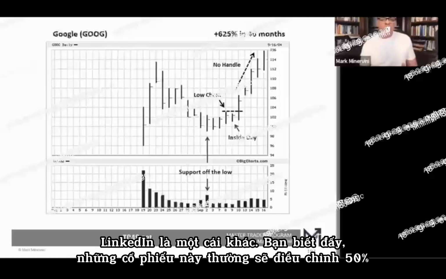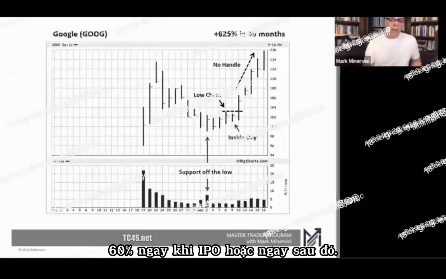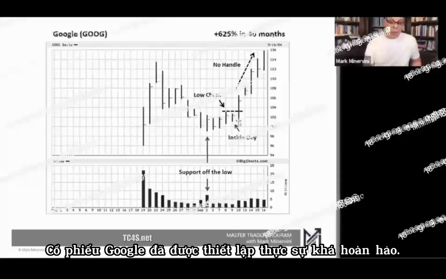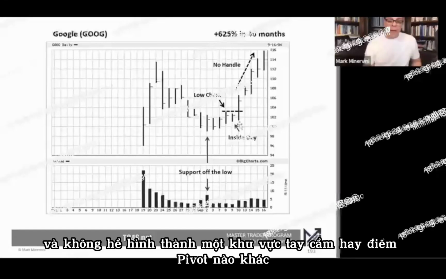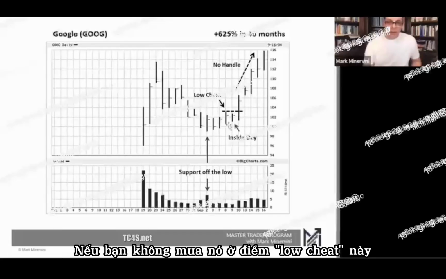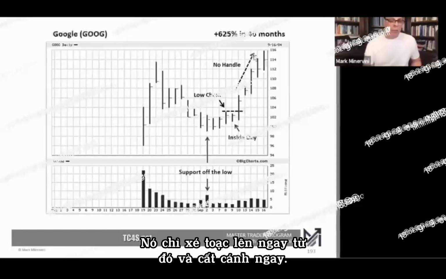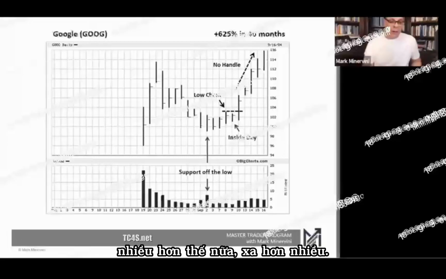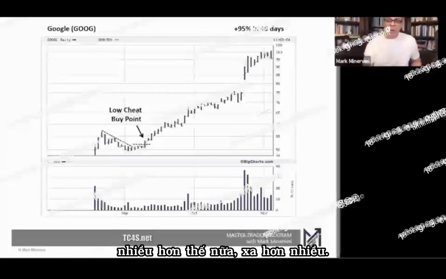LinkedIn was another one. These stocks very often will correct 50, 60% right off the IPO or shortly after. And then they'll give you that opportunity, that low cheat. And Google was one that set up really quite perfectly, and never formed any handle, any other pivot. If you didn't buy it at this low cheat, it just ripped up right from there and just took right off. And of course, it went up over 600% in 40 months, but it went up a lot more than that, much further out.